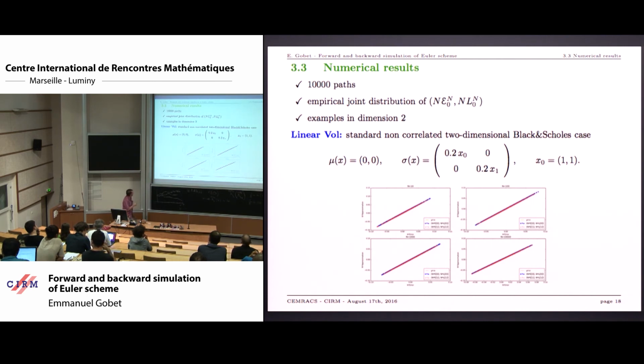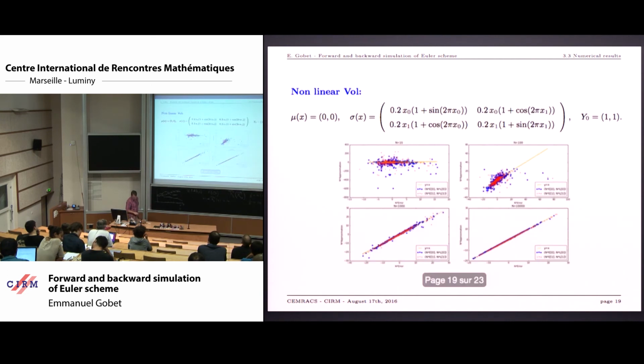This is the case with linear coefficient, which is quite easy because in that case you can compute everything explicitly. Now, if you have a nonlinear diffusion coefficient, this is almost the case. Here we have different time steps: this is n equal 10, so 10 time steps, 100 time steps, 1000, 10,000.